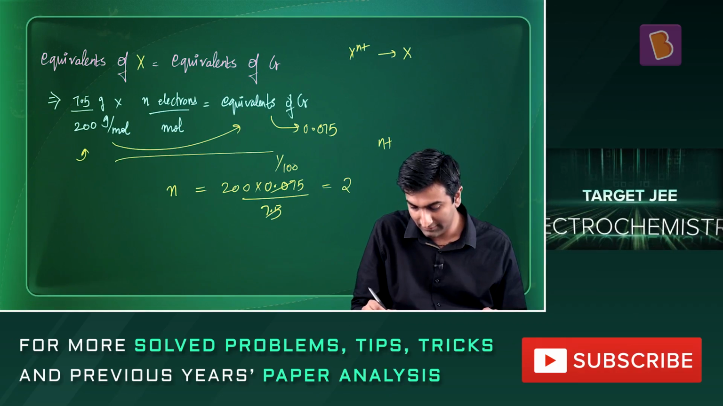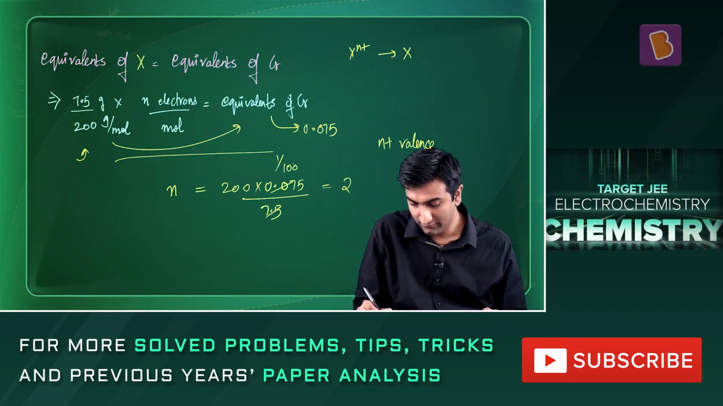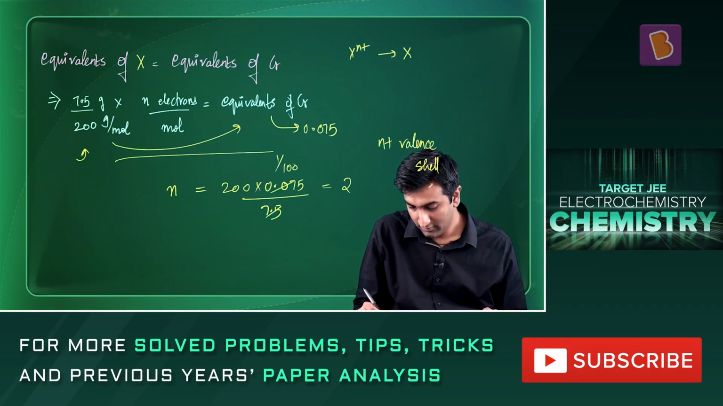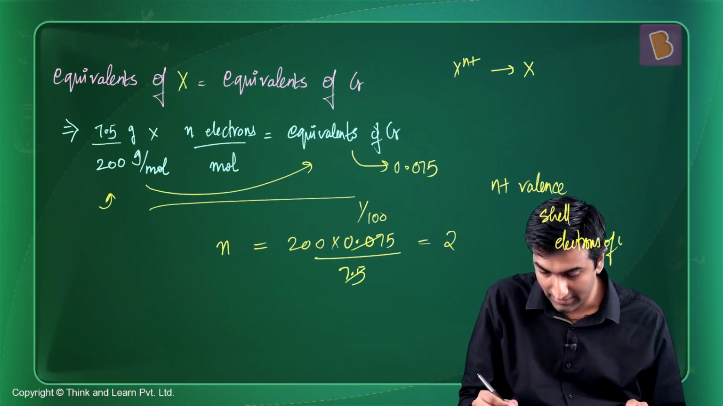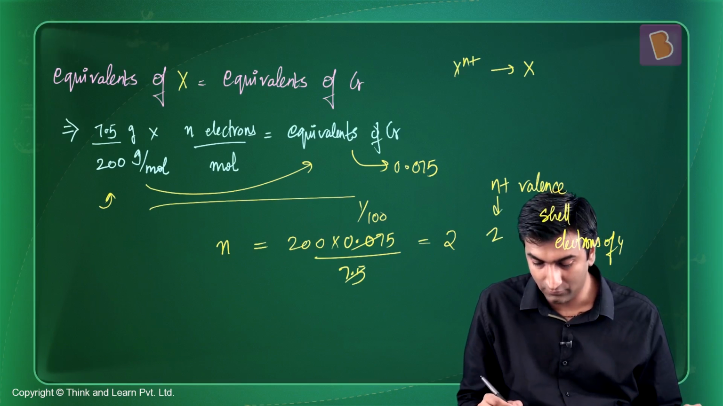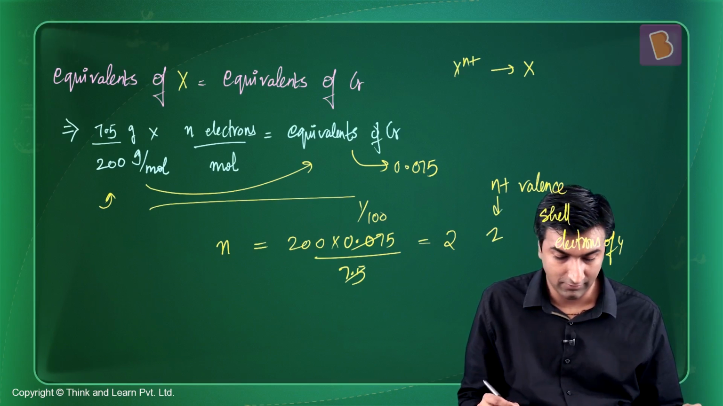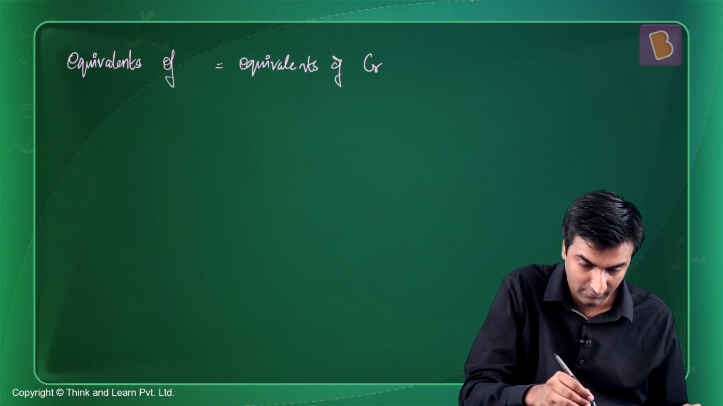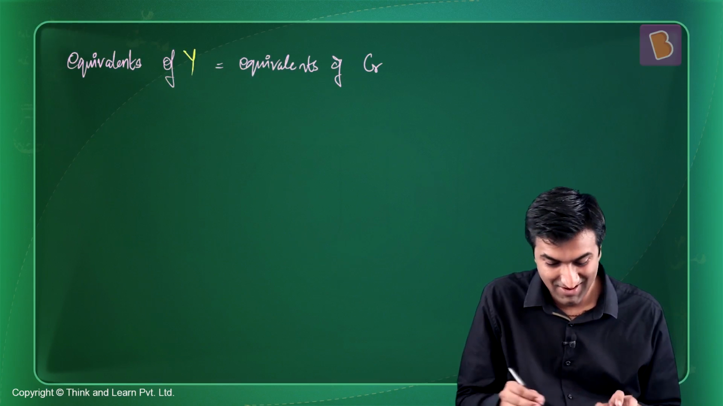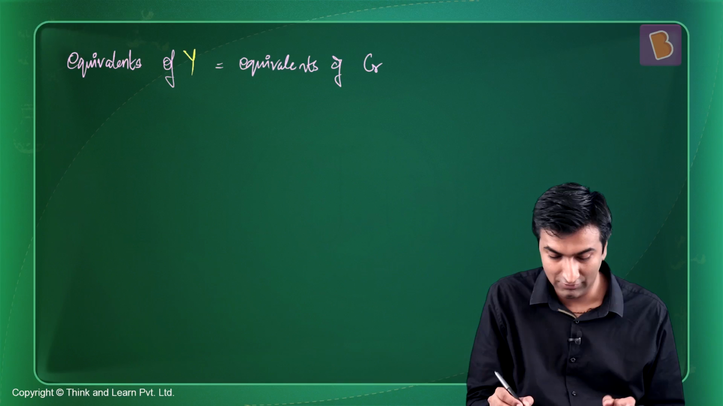This N plus the valence shell. So I'm halfway there. Valence shell electrons of Y, right? This part is 2. We've got that. Let's look at the next one. What are the valence shell electrons of Y? This one's Y. So equivalence of Y is going to be equal to the equivalence of chromium.